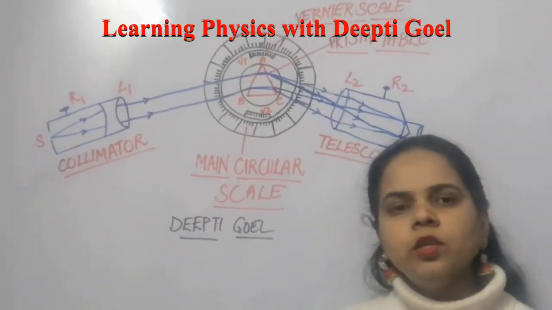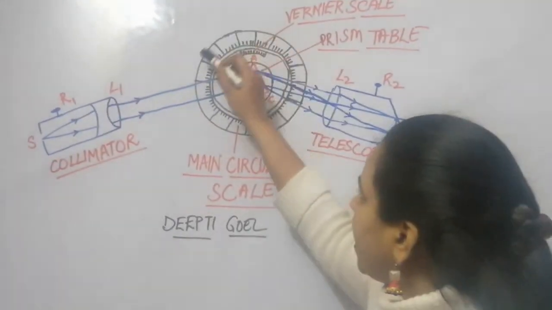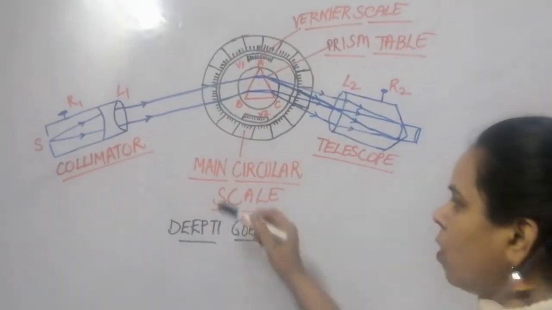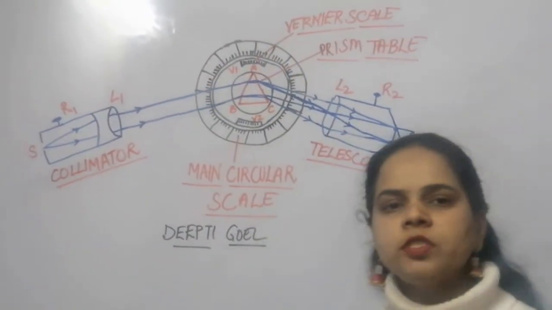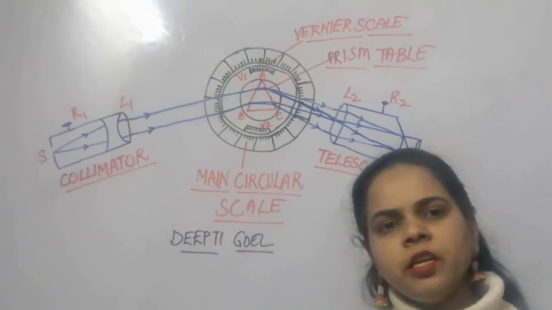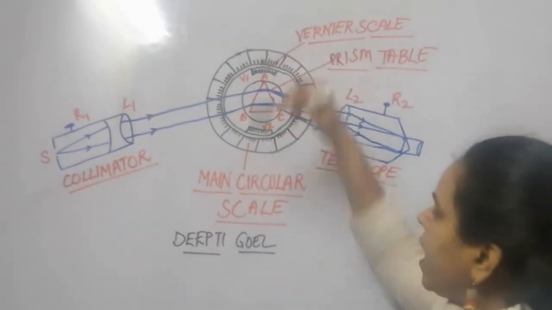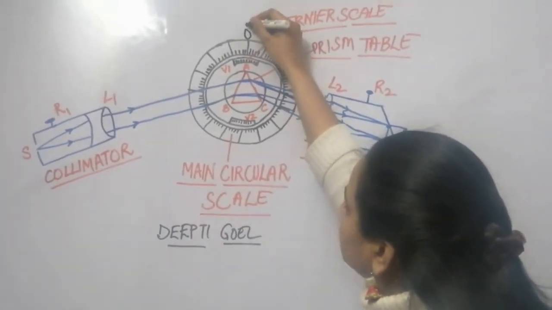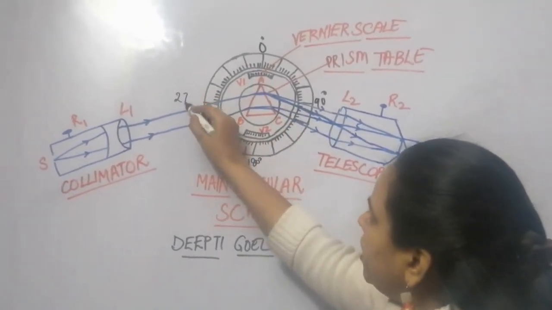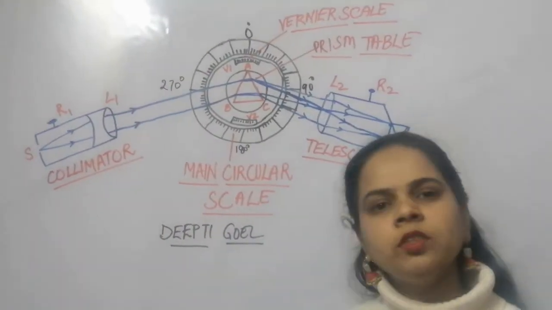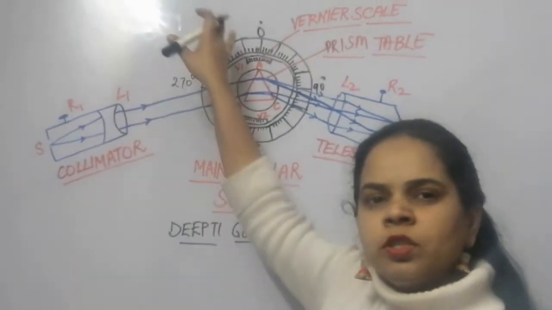with the circular table. When you peep inside the vernier, what you see is a main scale division, or a main circular scale. Since the table is in the shape of a circle, the readings on this circular scale are in degrees. The readings start from 0 degree to 90 degree, then go on to 180 degree, then to 270 degrees and to 360 degrees. So in the circular scale, the readings are from 0 degree to 360 degree.